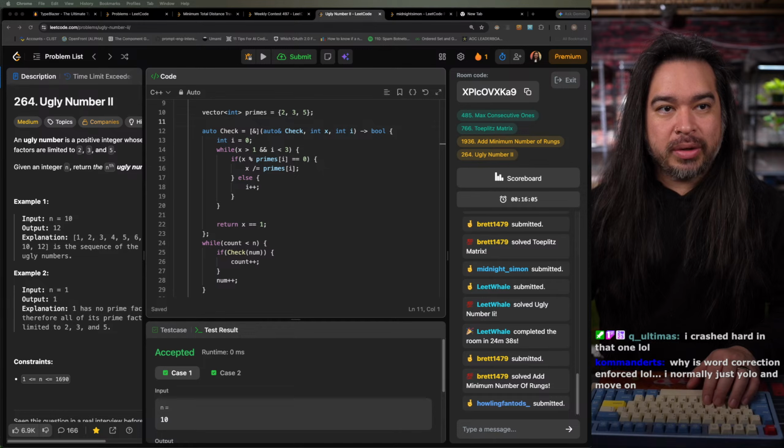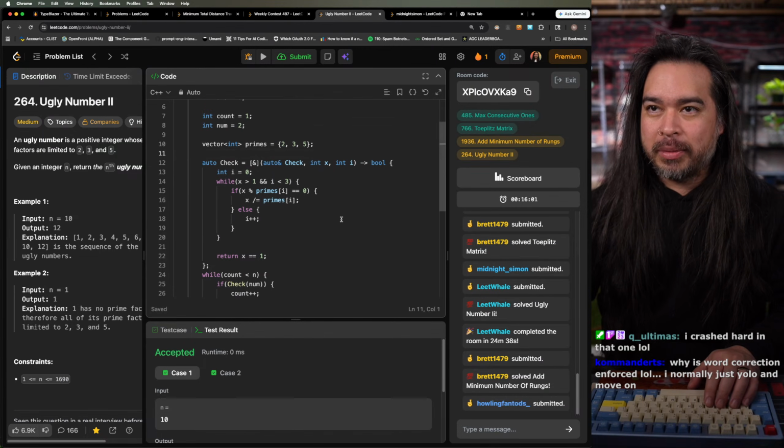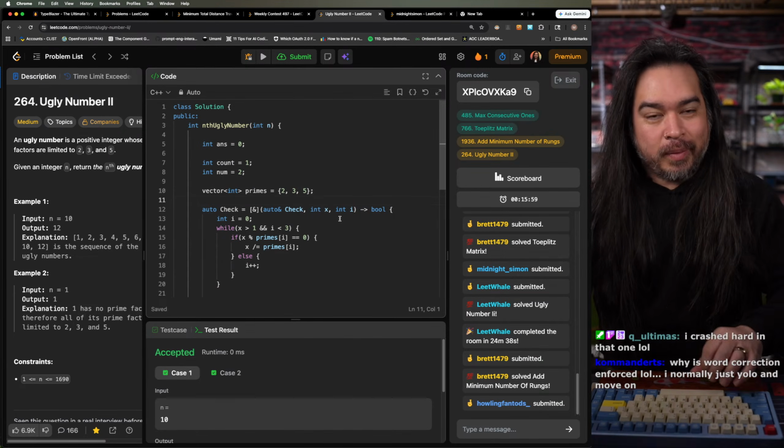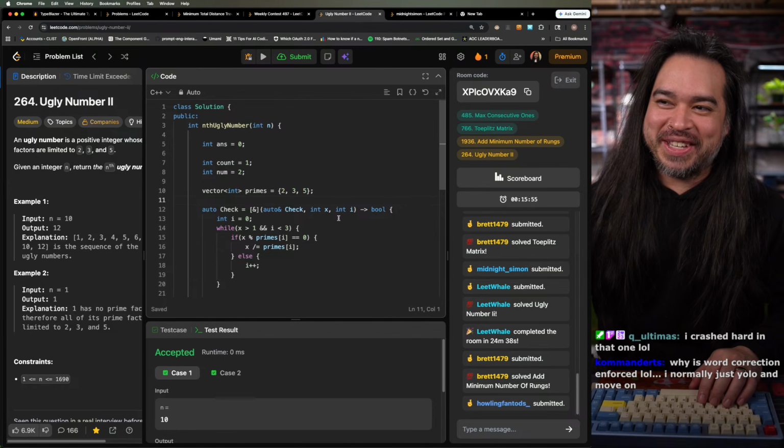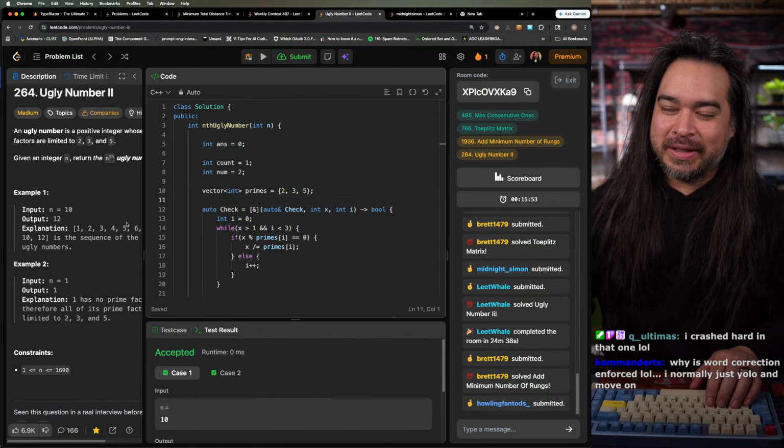Why is word correction enforced and we're just YOLO and moved on? What do you mean? Because you didn't type the text correctly if you made mistakes, man. That's why it's enforced.